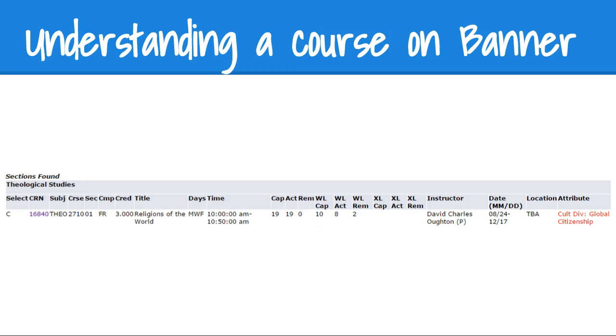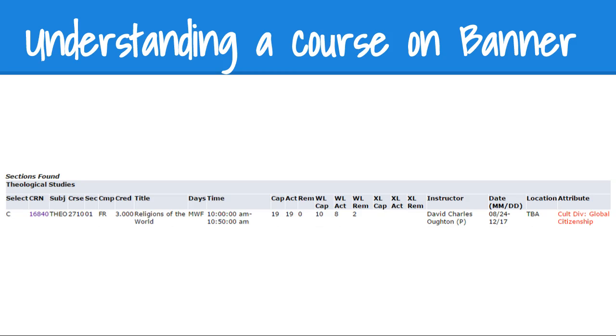Number 1, you can see that this course is closed. There is a C there. If there was an open checkbox, it would be open. The CRN, which is unique to that course, is listed here. Subject with Theo, course number 2710. Section 1, worth 3 credits. The title of the course. And this class will meet on Monday, Wednesday, Friday. If it said TR, that would stand for Tuesday, Thursday. The times it meets from 10 to 10:50 in the morning.